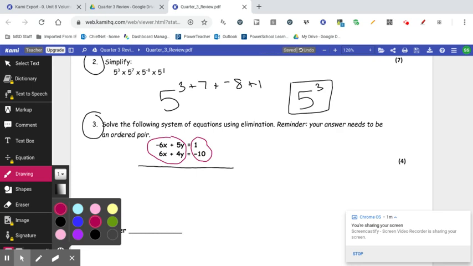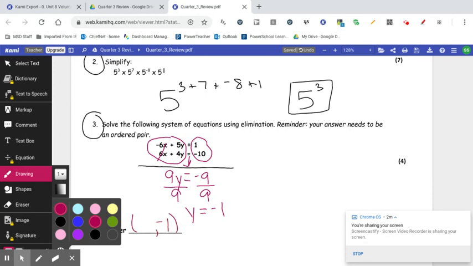So if we combine all the numbers on the left side, the negative 6x and the positive 6x become 0, which means they cancel out. And 5y plus 4y give us 9y. Now we set that equal to, we really bring down our equal sign, and 1 plus negative 10 is negative 9. Now we have one equation with one variable. We can divide by 9 on both sides, and we get y is equal to negative 1. So we know that y is negative 1.